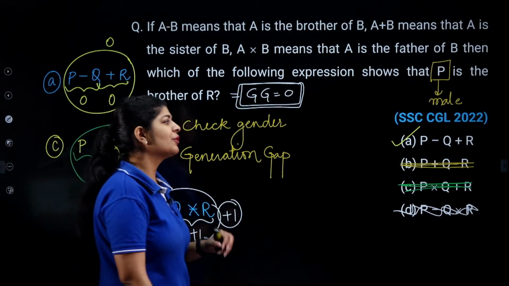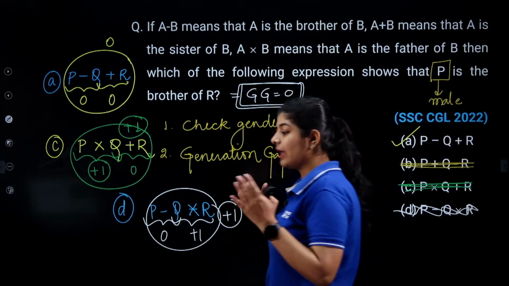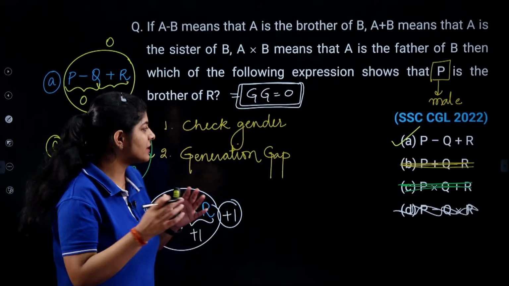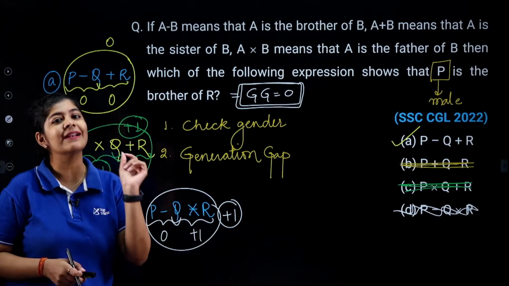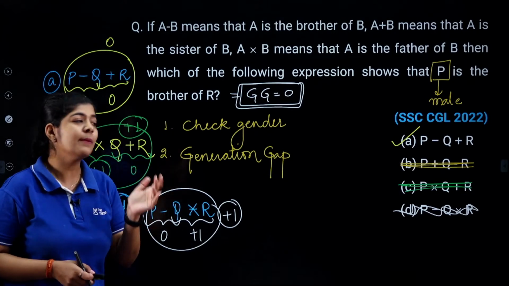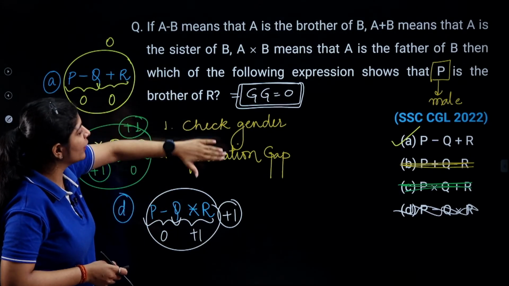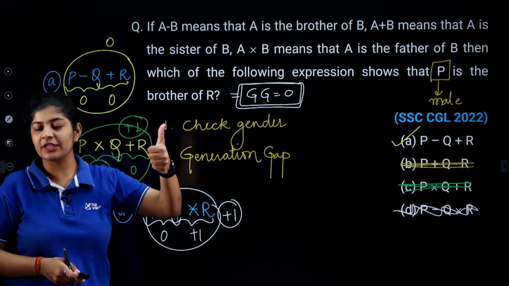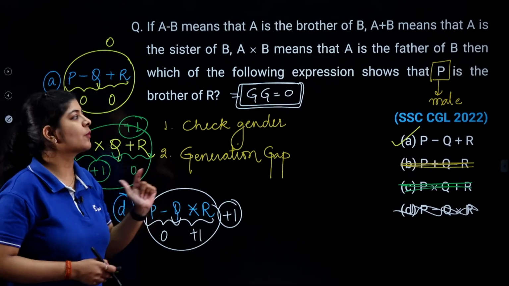There is no need to draw the diagram again and again. It is required only when you have two options with 0 as the total generation gap; at that time only you need to draw the diagram. Apart from that, you can save your time by following these two steps. The first one is check the gender and the second one is check the generation gap. Is it clear? Okay, next one.